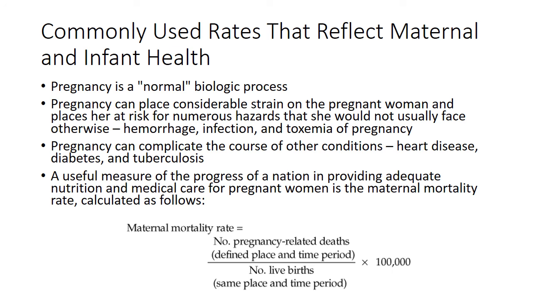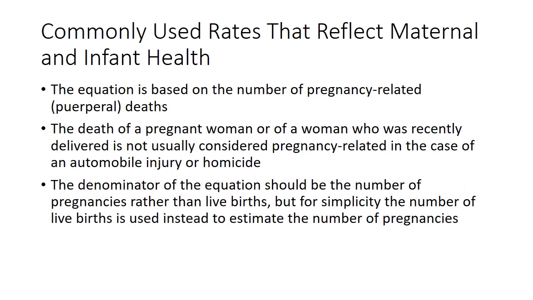Basically, you would calculate this as the number of pregnancy-related deaths, again, of the women that were pregnant, divided by the number of live births. And then you multiply by 1,000 or 100,000 to get the standardized rate. So that equation is based on the number of pregnancy-related deaths that occur. Obviously, if a woman died of, say, an automobile injury, or if the woman died outside of the delivery, you really wouldn't consider that to be pregnancy-related.